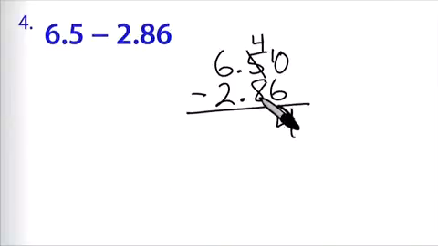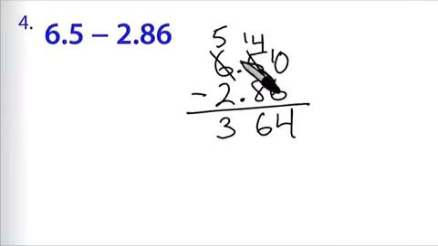Now we have 4 minus 8, so we need to borrow for this as well. So we'll take 1 from this 6, which leaves us 5. Put that 1 there. So that makes that 14 minus 8, and that is 6. Now we have 5 minus 2, which is 3. Almost done. We just need to keep a copy of this decimal point in here in our answer. So our answer is 3.64.